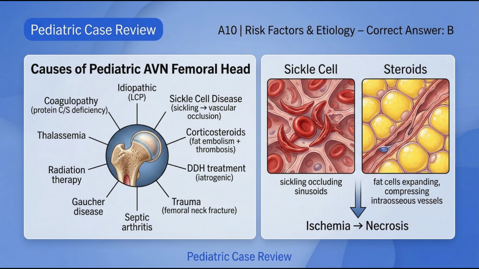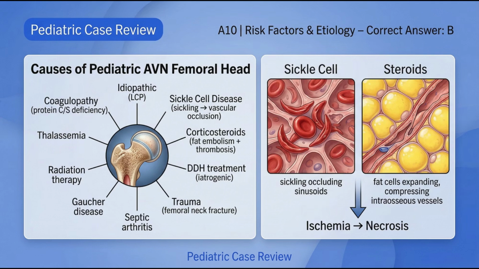Both conditions ultimately cause ischemic necrosis of the femoral head through vascular occlusion, but the mechanisms are distinct. In sickle cell disease, sickling of red blood cells occludes the sinusoidal vessels within bone, causing direct vascular blockage and infarction. In corticosteroid-induced avascular necrosis, fat cells in the bone marrow expand due to steroid-driven lipid accumulation and compress the intraosseous vessels, and fat emboli may also cause thrombosis of epiphyseal arteries.